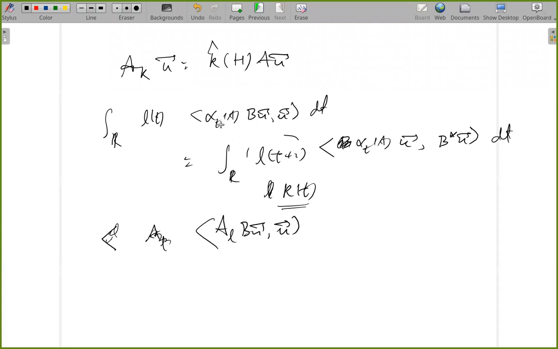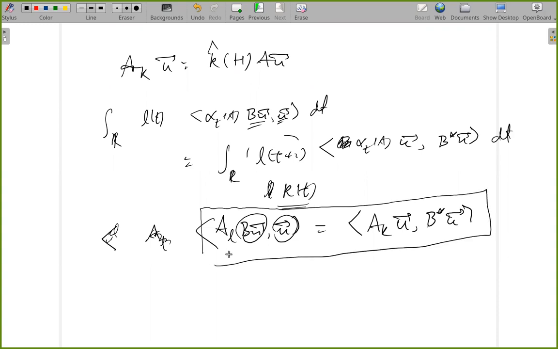You had this one parameter group alpha_t(a) acting on the vector x and y. So here the vector is bu, and here the y vector is u. So you had this A_L, and on this side what you have is A_K u, b star u. Just reinterpreting how we had defined these operators A_L and A_K. And we had also shown using the Hahn-Banach theorem that A_K, A_L in fact belong to R.